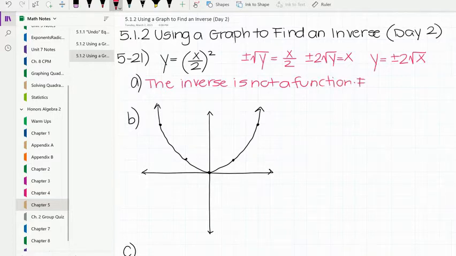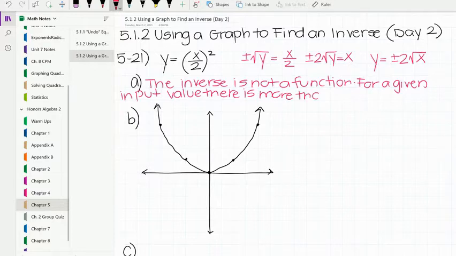For a given input value, there is more than one output. For example, if I input 1 for x, I would have both 2 and negative 2. So that automatically makes it not a function.